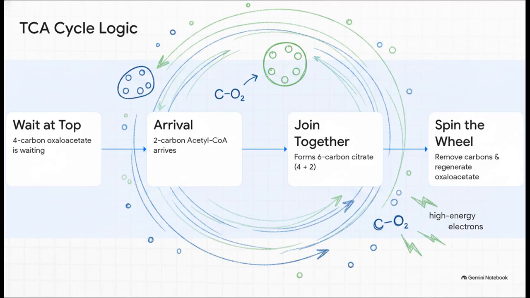Our brand new 2-carbon acetyl-CoA arrives. 4 plus 2 gives us 6, so we begin the cycle with a 6-carbon molecule. And as we travel around this wheel, we're going to progressively remove carbons as CO2, harvest a bunch of high-energy electrons, and eventually regenerate that exact same 4-carbon oxaloacetate we started with. 2 carbons go in, carbon dioxide comes out, and the wheel spins again.